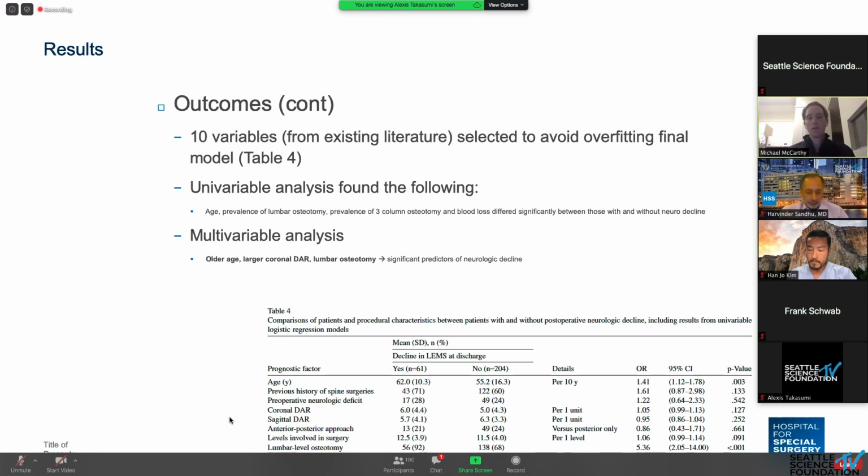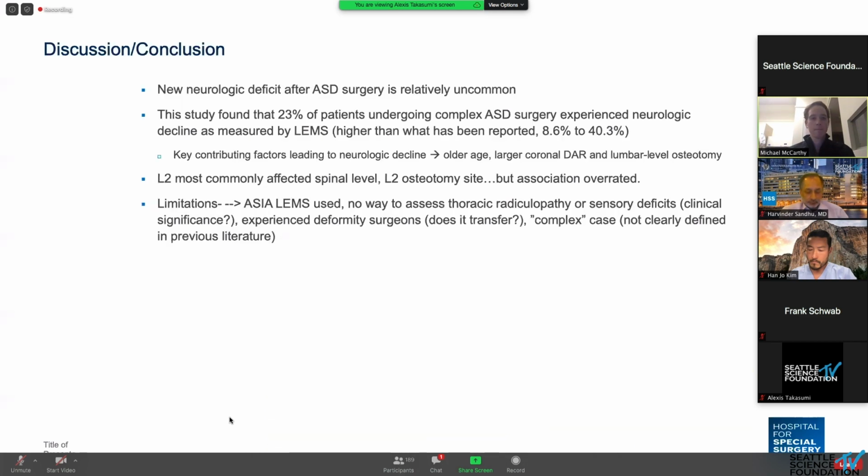They used 10 variables existing in the current literature to avoid overfitting for the final model, which you can see in Table 4. The univariable analysis showed that age, prevalence of lumbar osteotomy, and prevalence of 3-column osteotomy, in addition to blood loss, differed between those who had a decline and those who did not. The multivariable analysis showed that older age, larger coronal DARs, and also lumbar osteotomies had a significant difference and a higher propensity in those who did have a neurologic decline.